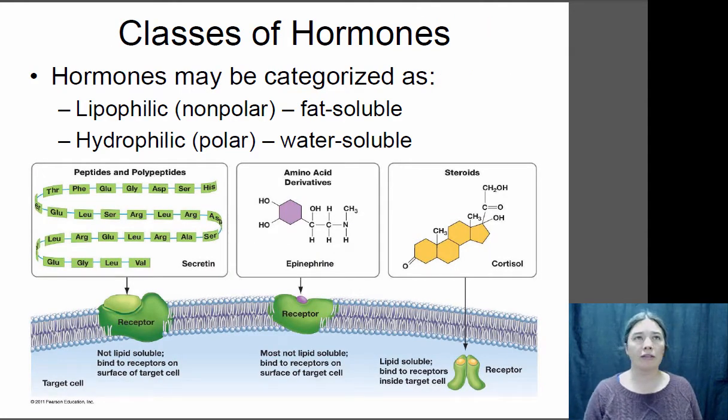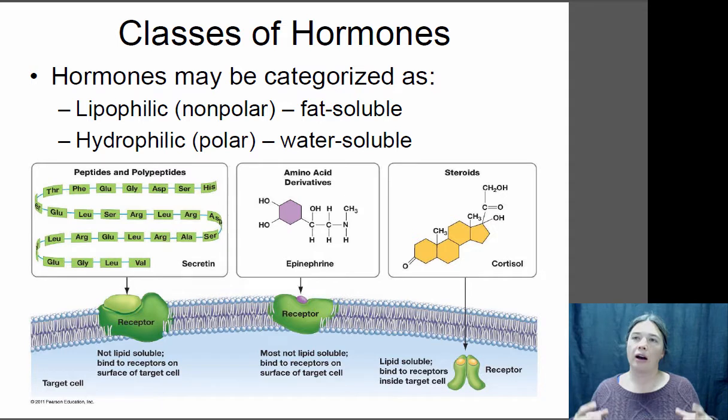You can classify hormones broadly as either being lipophilic or hydrophilic. So lipo means fat, and philic means loving. So it's a fat-loving or a fat-soluble hormone. Hydro means water, and again, philic is loving, so it's a water-soluble hormone. Okay, so basically, it's talking about the polarity of those molecules.